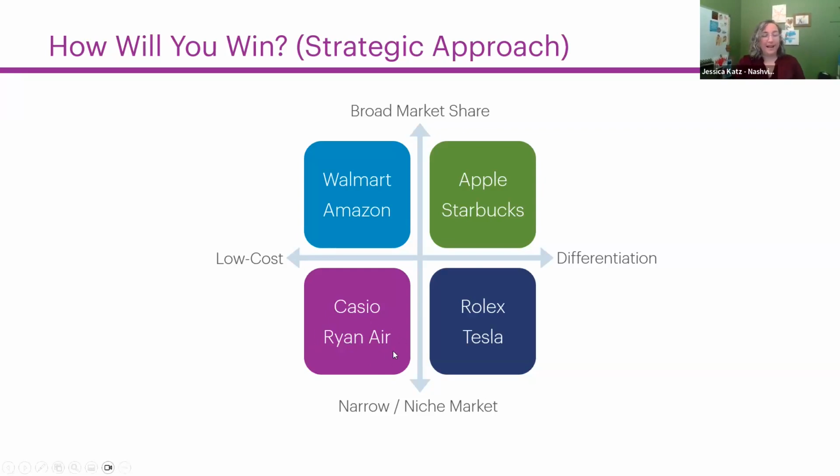Ryanair is an airline that I don't believe is in the US. Airlines are not my specialty. I apologize if I got that wrong. And then Casio is a watch brand. It's a competing watch brand with Rolex, but it went for the low cost approach instead of the differentiation approach. Casio isn't a status symbol, but you can get them pretty inexpensively, and I think you can even get them at Walmart. So that's a different approach to strategy that we're talking about here.